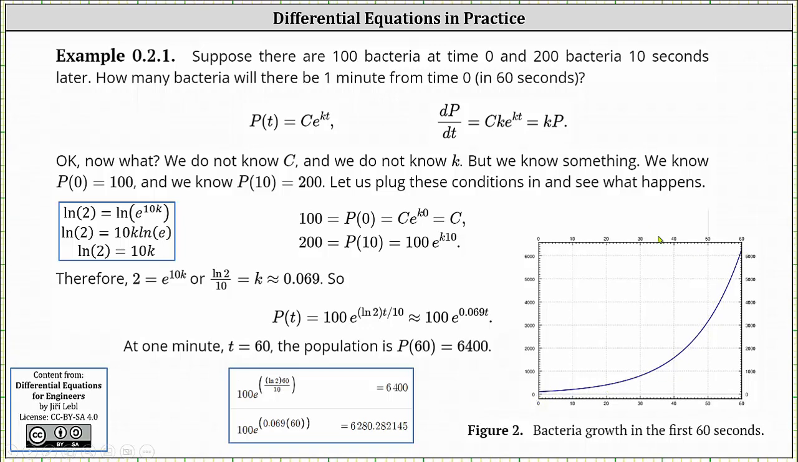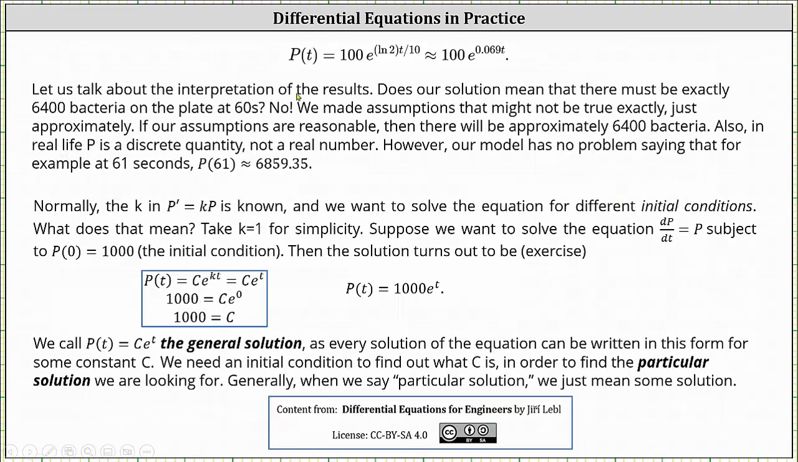Let us talk about the interpretation of the results. Does our solution mean that there must be exactly 6,400 bacteria on the plate at 60 seconds? The answer is no. We made assumptions that might not be true exactly, just approximately. If our assumptions are reasonable, then there will be approximately 6,400 bacteria. Also, in real life, P is a discrete quantity, not a real number. However, our model has no problem saying that, for example, at 61 seconds, P of 61 is approximately 6,859.35.